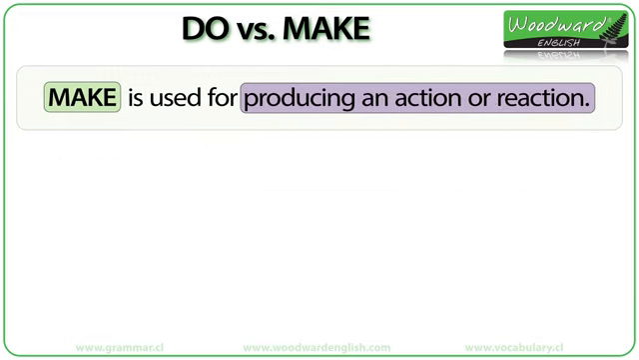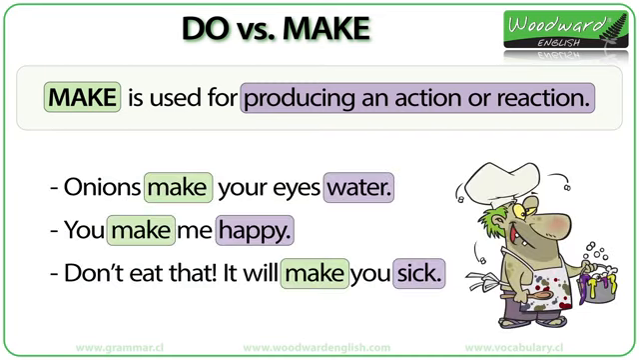We also use make for producing an action or reaction. Onions make your eyes water. Here, water is a verb. Yes, cutting onions produces this reaction. You make me happy. Yes, it is true. You create this wonderful feeling in me.